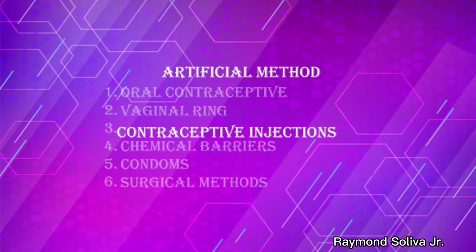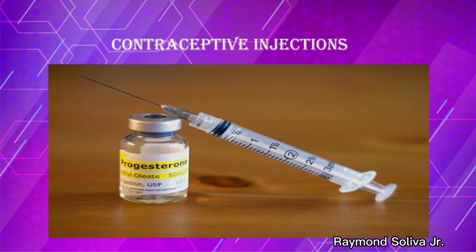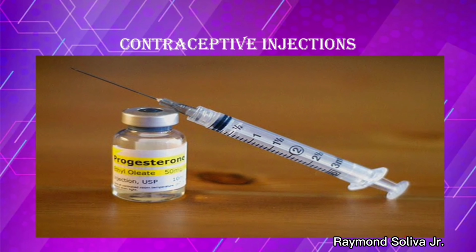Next artificial method is contraceptive injection. Contraceptive injection prevents pregnancy by injecting a synthetic version of the hormone, progesterone, called DPO. Kung sa may oral contraceptive, meron ding injection. Ang example ng mga contraceptive injections are Cyclophem, Feminena, Lunella, Misygena, and Novafem 6. Kadalasan to mga mahal to, mga expensive.